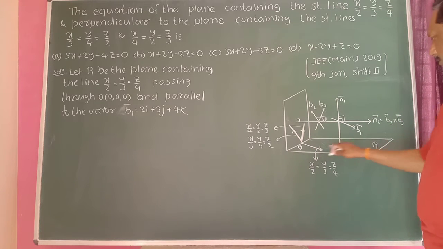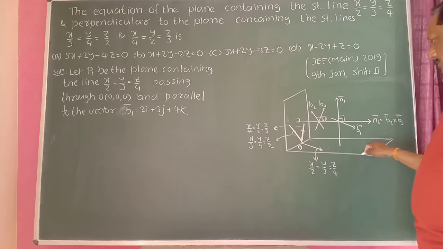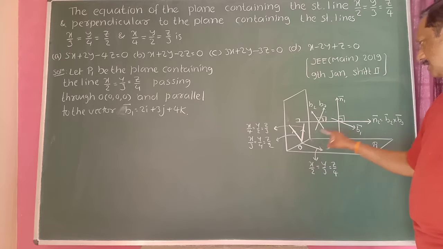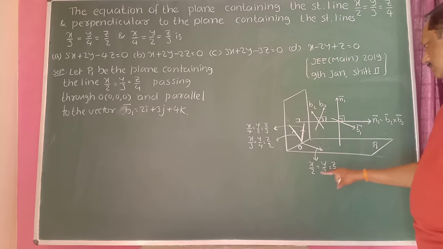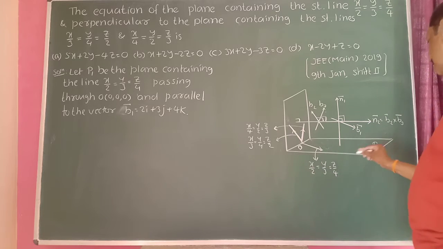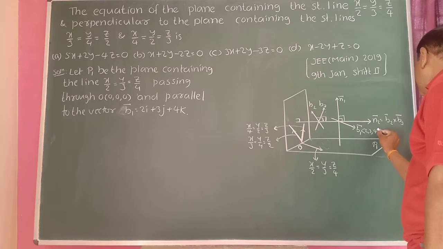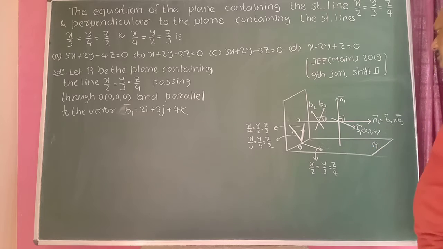Take this one as P1. P1 is the plane containing this line here. Its equation is this here, passing through the origin and parallel to this vector. So the direction ratios are 2, 3, 4. So 2, 3 and 4 are the direction ratios of this vector.